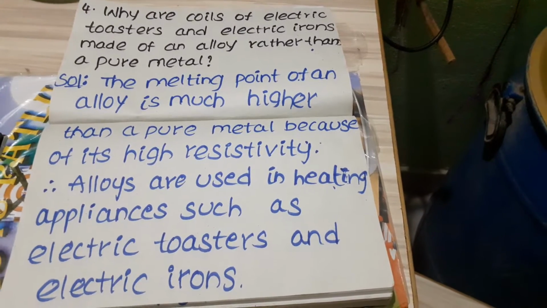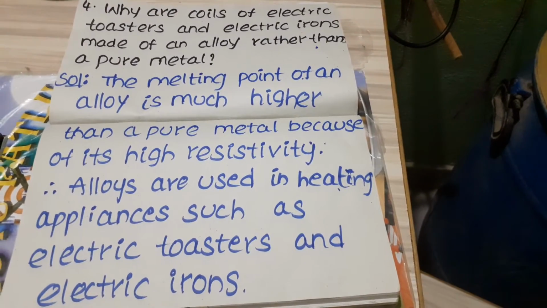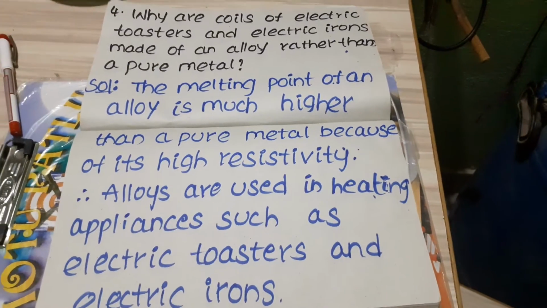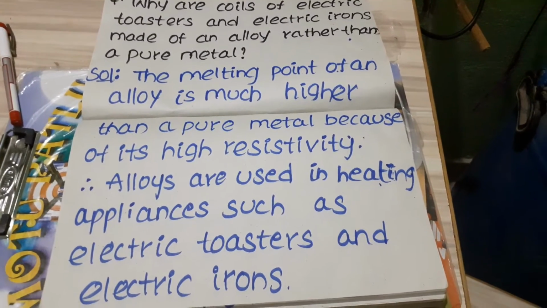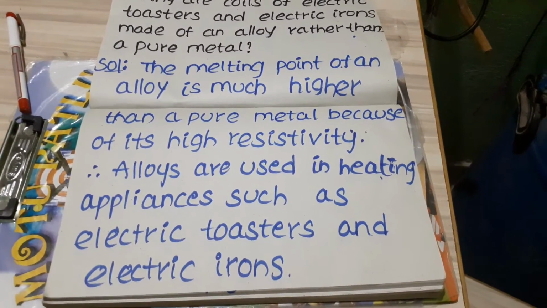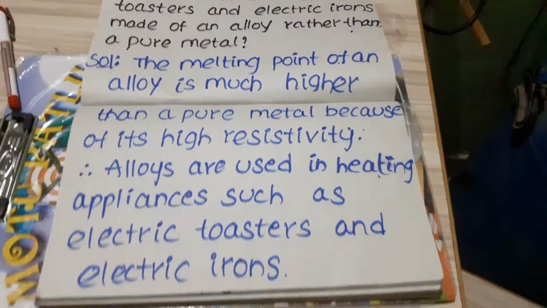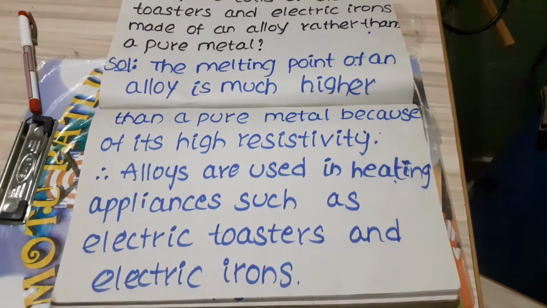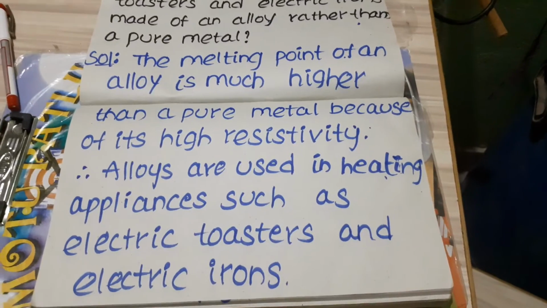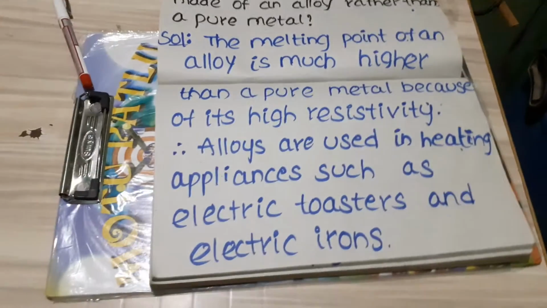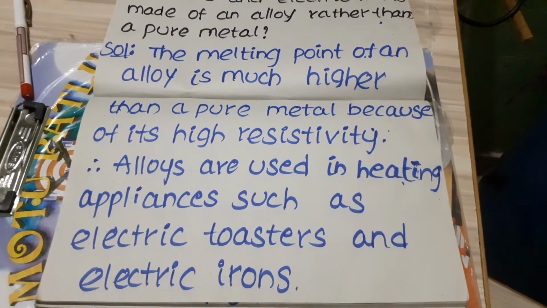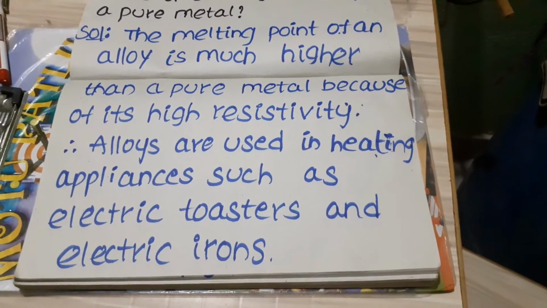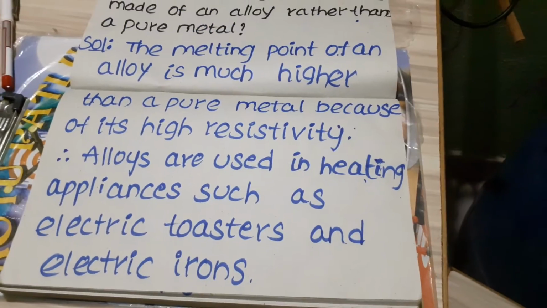Next, fourth question. Why are the coils of electrical toasters and electrical irons made up of alloys rather than pure metals? In that question they are asking why we prefer alloys rather than pure metals. An alloy is a combination of metals. A pure metal is only one kind of metal. Each metal has some melting point. So when we mix more than one metal, we call it an alloy.